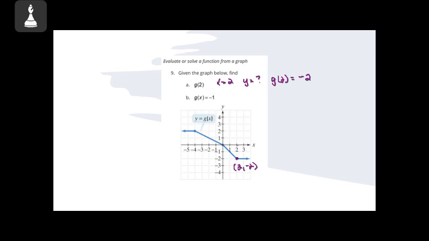Now B, g of x equals -1. So that's like saying I have the y coordinate is -1. What's the x coordinate? So we want to find y is -1 down here. Where does this blue line hit -1? Well, it hits -1 right here, at the x value of 1. So x equals 1 gives me the answer of -1.